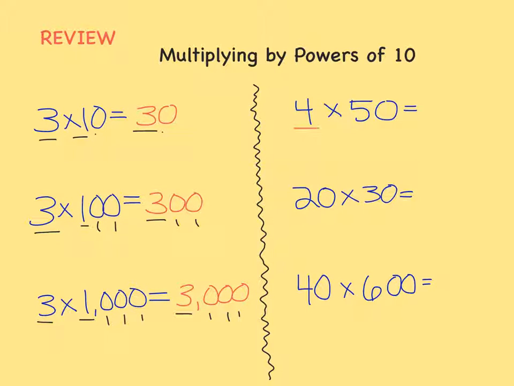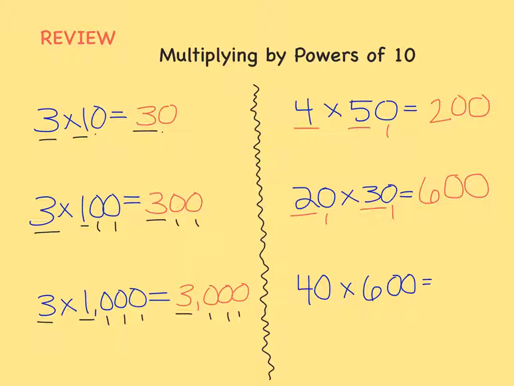Well, 4 times 5 equals 20, and don't forget that 0. That makes sense because 4 groups of 50 is 200. Well, what about this next one? 20 times 30, we wouldn't want to have to draw 20 groups of 30. So, 2 times 3 equals 6, and there's a 0 in the 20 and a 0 in the 30, so we'll put 2 zeros in our answer. 20 times 30 equals 600.